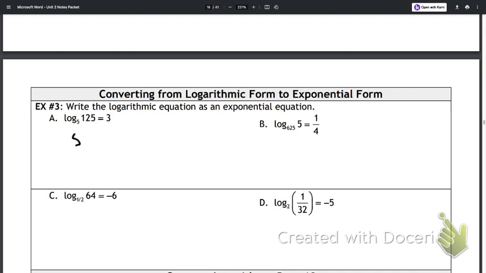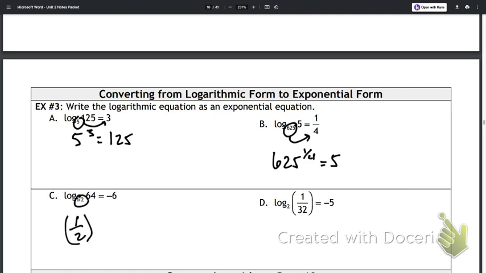So here we've got 5 raised to the third power equals 125. Here we've got this base of 625 raised to the 1/4 power. That will equal 5. Here we've got the 1/2 raised to the -6 power. It's going to equal 64. On this one, we've got 2 raised to the -5 power equals 1 over 32. So that's converting logs to exponential forms.